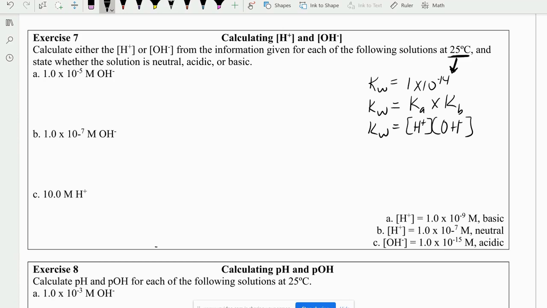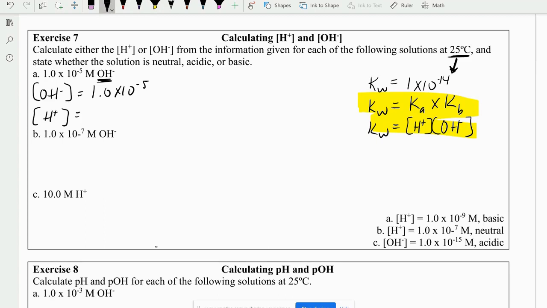Now look at A. We're given a hydroxide concentration. So we know the concentration of whatever base this is. I don't know, but we know the concentration, and that is 10 to the minus 5. All right, and if our goal is to determine the hydrogen concentration, how do you think we go about doing that? Well, if you said we're going to use this formula right here, then you are spot on.